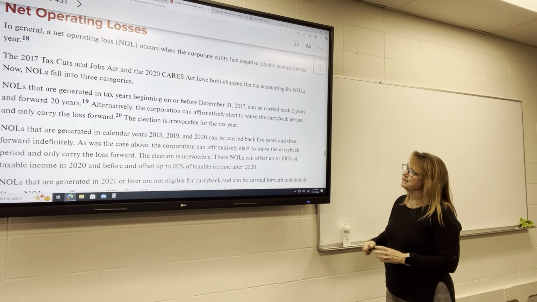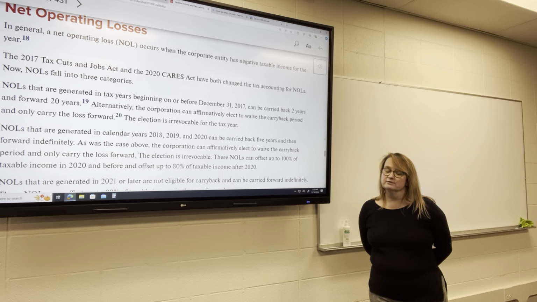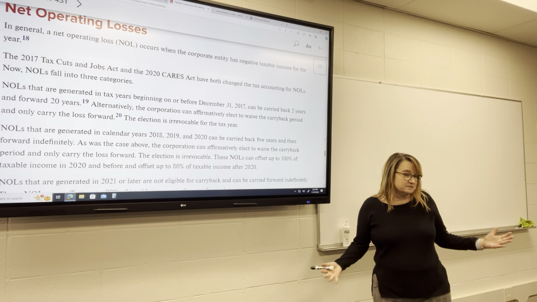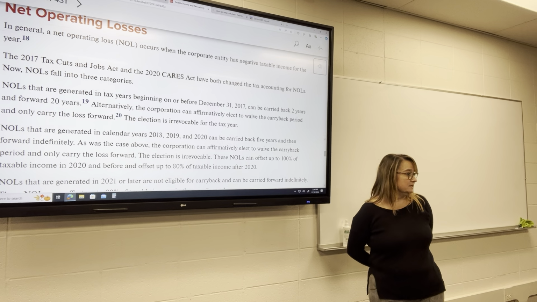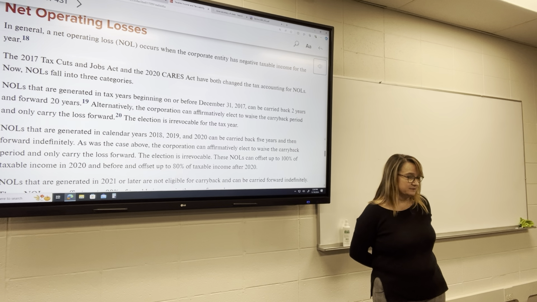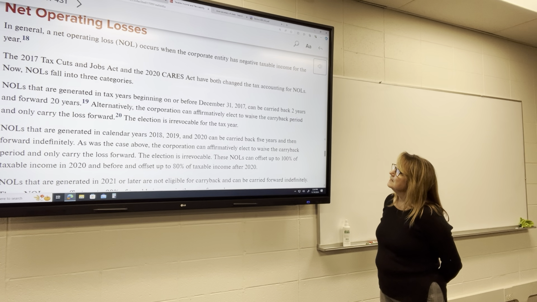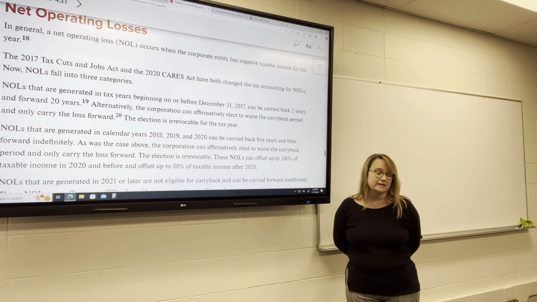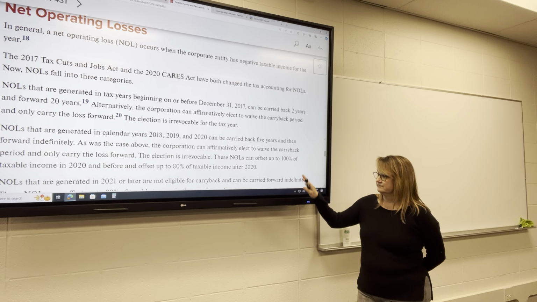if an NOL is generated in a tax year beginning on or before December 31st, 2017, so these are the old rules, but you could still have this NOL sitting out there. It can be carried back 2 years and forward 20 years. So we're still in that 20-year period, obviously. So there could still be NOLs under this regime. The corporation can elect to waive the carryback period and only carry it forward. So they can decide not to go backwards, they can only go forward. And once you make that decision, you have to stick with that.